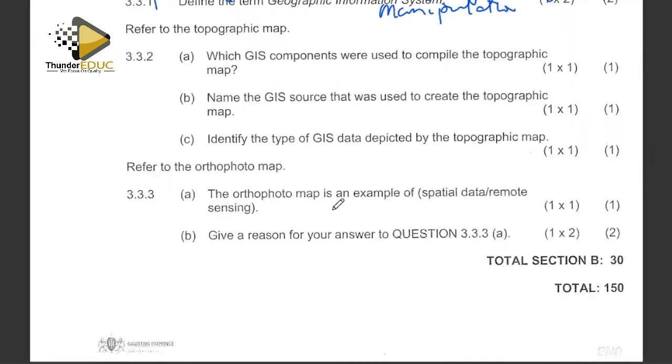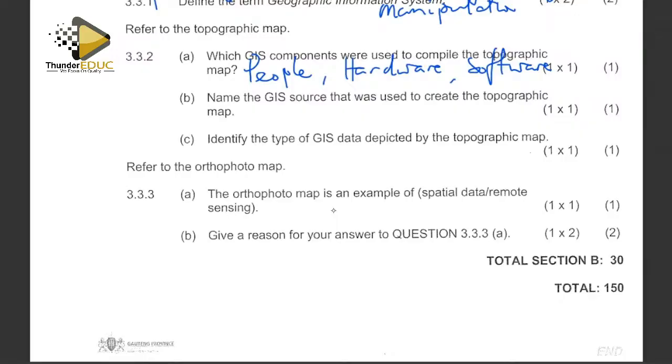Right, which GIS component were used to compile the topographic map? The components of GIS to compile the topographic maps. Under that one, there are so many aspects of GIS, the components. We need people to gather the data or to do the survey for the map. Or we can also look at hardware components like cameras being used to capture the information. Or we can also use software components to correct distortions on the map. So those are some of the components.